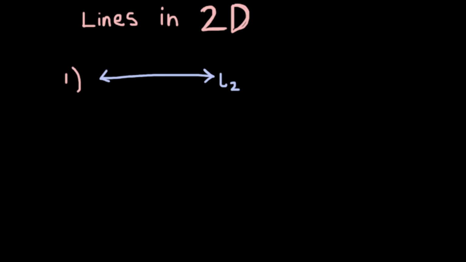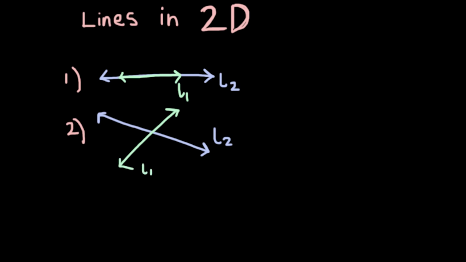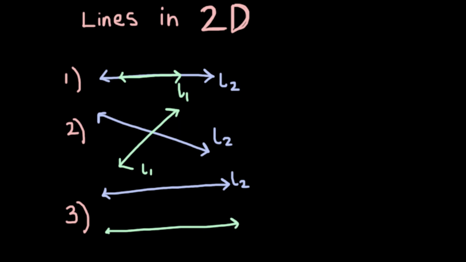Let's talk about the way two lines can exist in a 2D plane. If we think about it, there's really only three possibilities. The first, of course, being that those two lines overlap each other. So something like that. The second one would be when those two lines intersect each other. And the third one would be when they neither overlap nor intersect each other. And so L2 and L1 end up being parallel to each other.